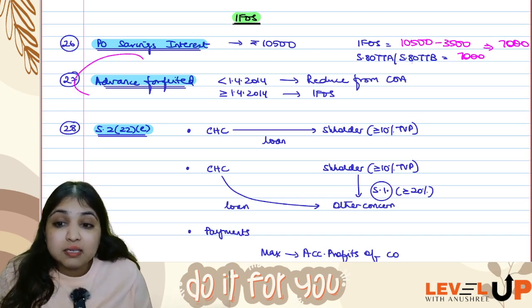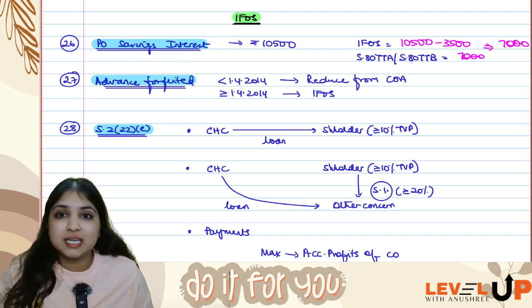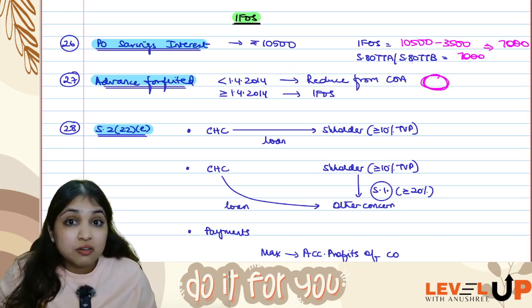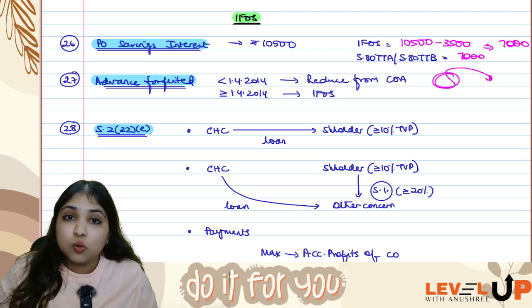Then if any advance money is forfeited before 1st April 2014, it will be reduced from the cost of acquisition. You will arrive at the revised cost of acquisition. That number only you will index.